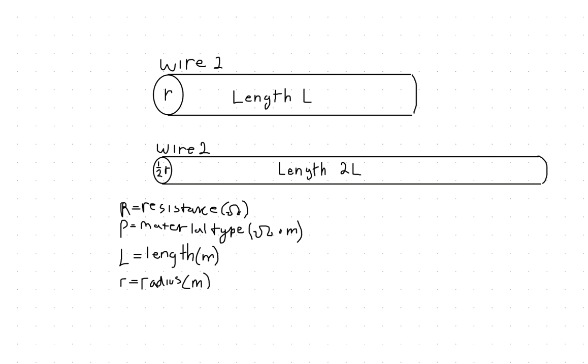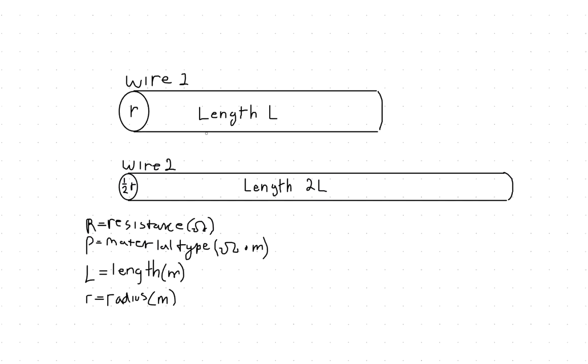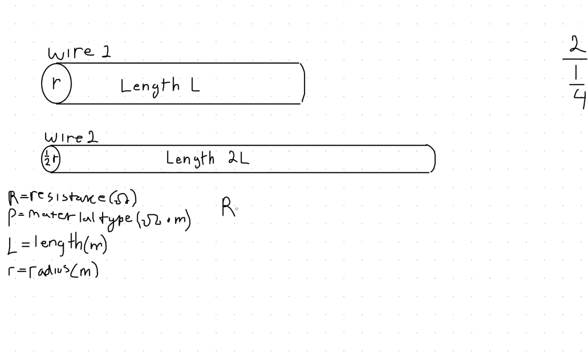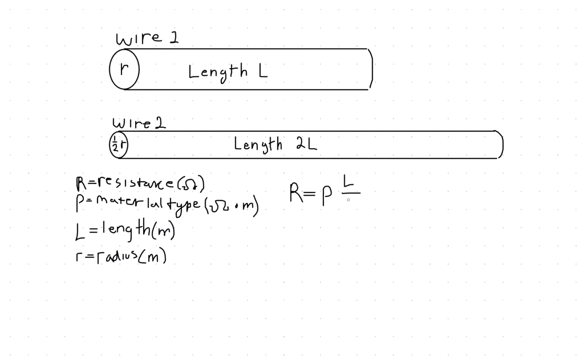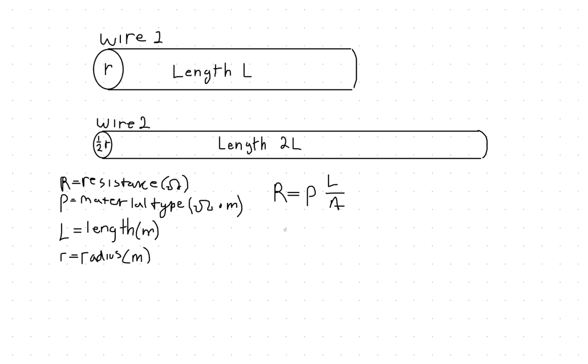So the formula for resistance is R equals the material times length over A. But since our pipe has a circular opening, the area is pi r squared. So our complete recipe is resistance equals the material times length over pi r squared.